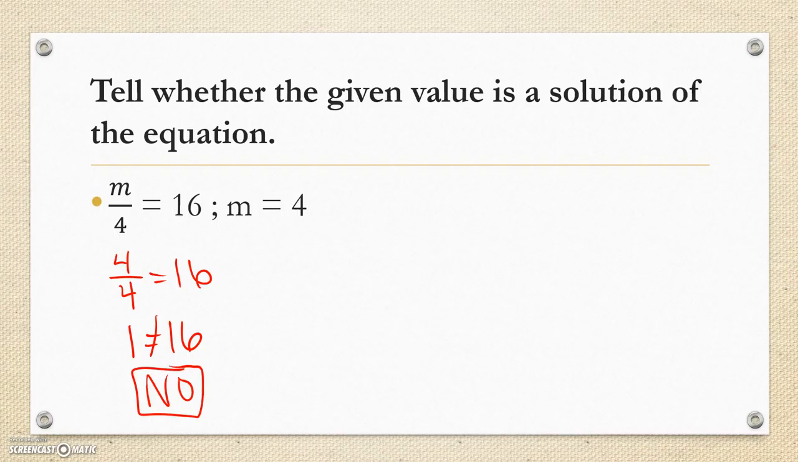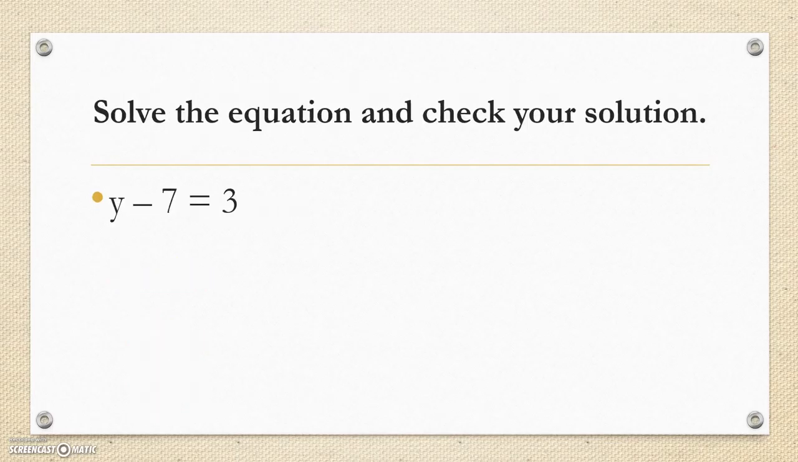Now we're going to move on to solving one-step equations using addition and subtraction. So our first example says to solve the equation and check your solution. Since that is in our directions, we must have a check step. So we're going to look at our equation y minus 7 equals 3. I'd like you to copy that down, and remember that even though some of these you will be able to do in your head, you do need to show your work.